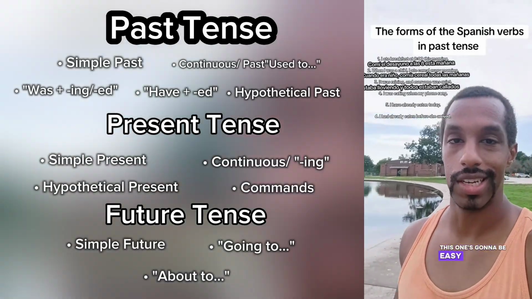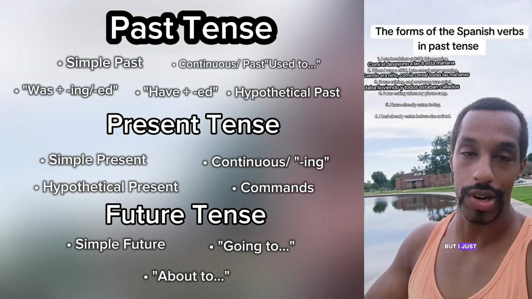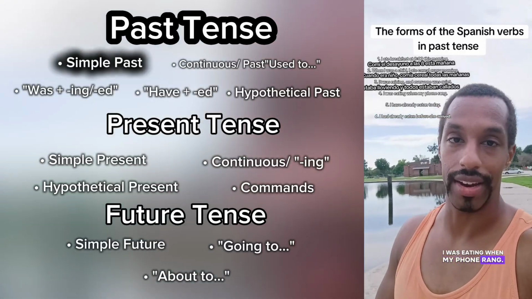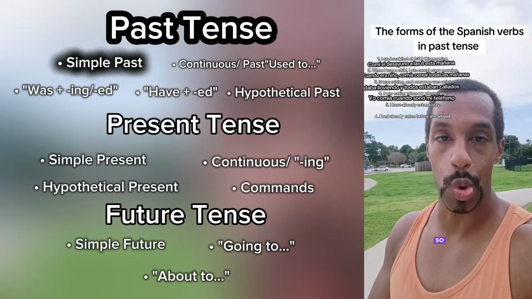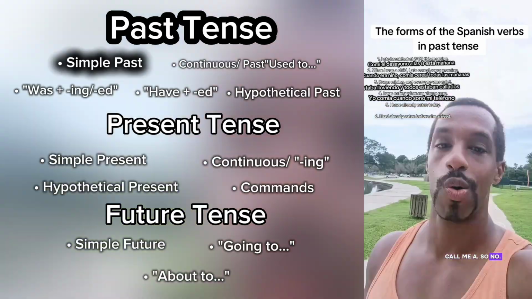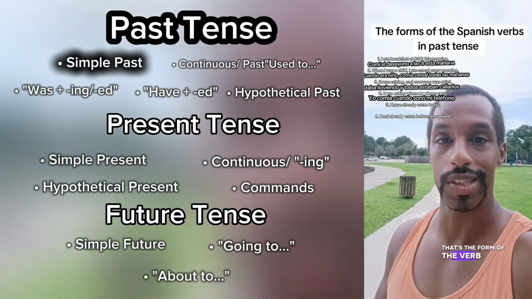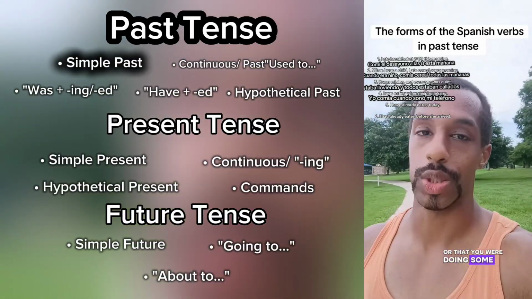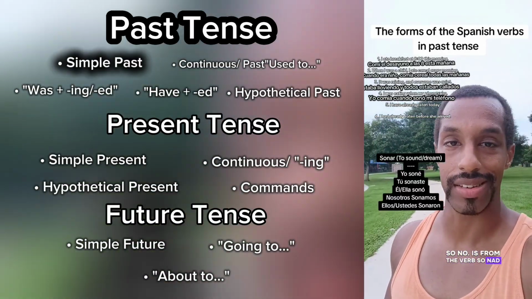This one's going to be easy because we already went over this, but I just want to hit the point home. I was eating when my phone rang. Yo comía cuando sonó mi teléfono. In this sentence, we've got 2 words: comía and sonó. Comía is easy. That's the form of the verb that you use when you're saying that you used to do something or that you were doing something. And sonó is from the verb sonar, an AR verb.